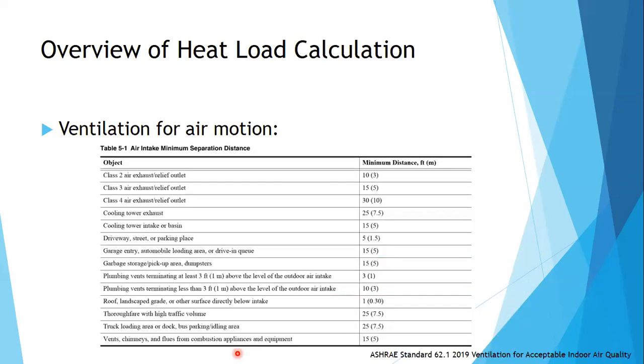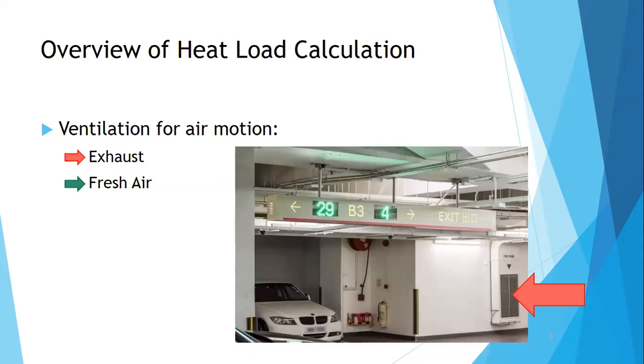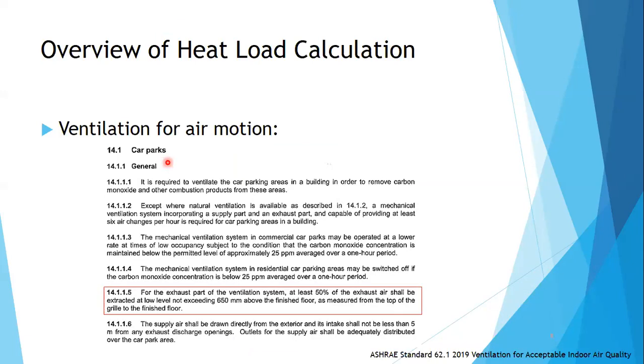So please note, this table tells you the distances between the fresh air and the exhaust points. However, sometimes the local code specifies where your fresh air and exhaust points are. Just one example is this car park. For a car park, they would specify that at least 50% of your exhaust points must be at low level, or 650 mm above finished floor line. So please take note of your local code requirements.